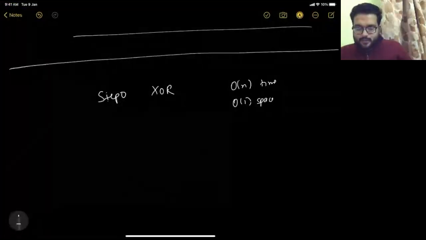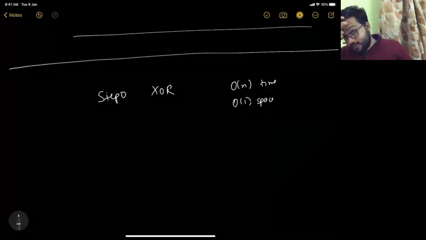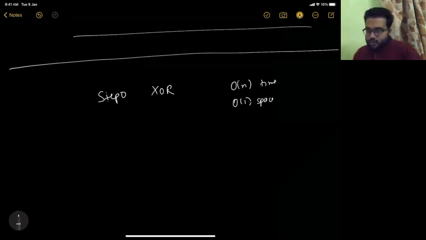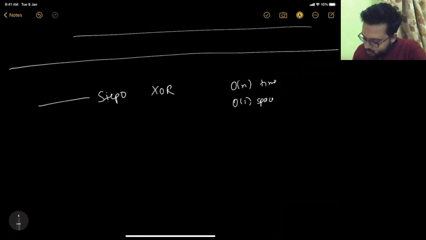Cool. So let's look at this. In my step 0, can I just do an XOR in order n time and order 1 space? I can do that. Isn't that correct? Now, in step 1, can I find any one bit which has a 1 in my XOR? How can I do that?